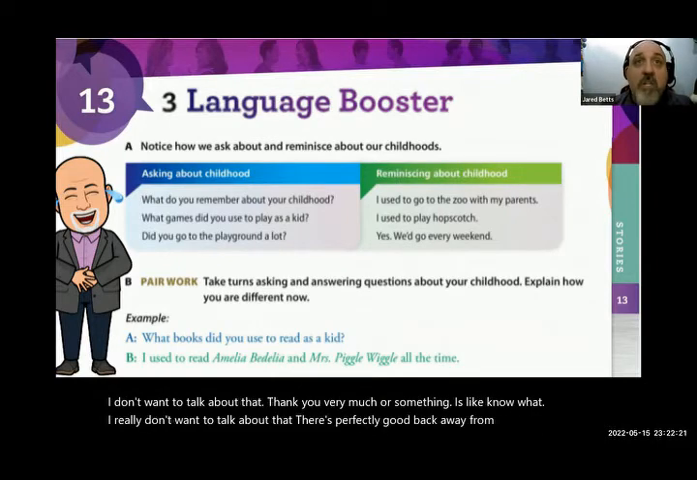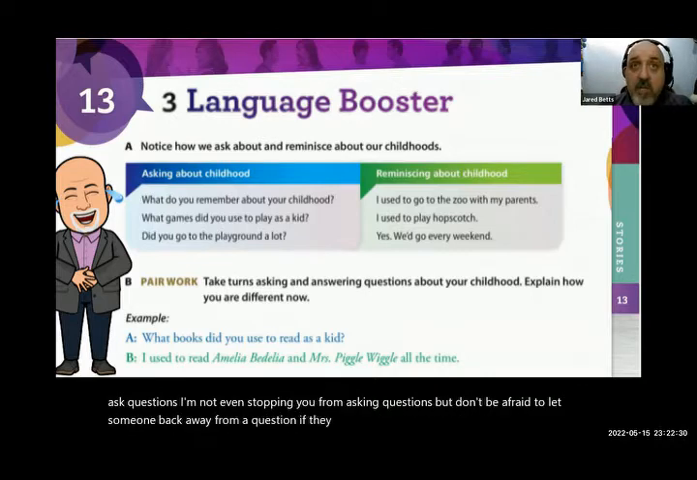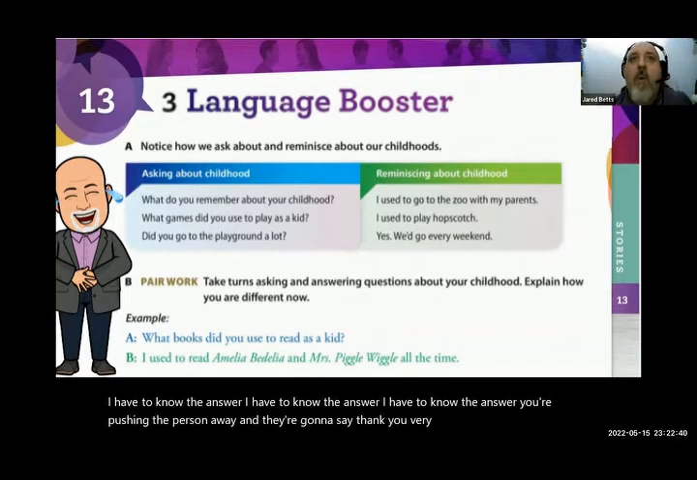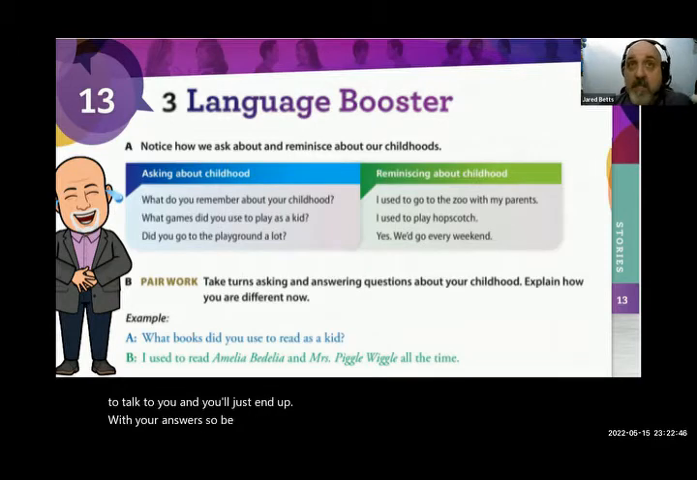You can ask questions. I'm not stopping you from asking questions, but don't be afraid to let someone back away from a question. If they do back away from a question, don't push them. Don't say, "Oh, I have to know the answer." You're pushing the person away, and they're going to say, "Thank you very much. Go away. I don't want to talk to you." And you'll just end up denied with your answers. So be very careful when you're pressing someone for questions.